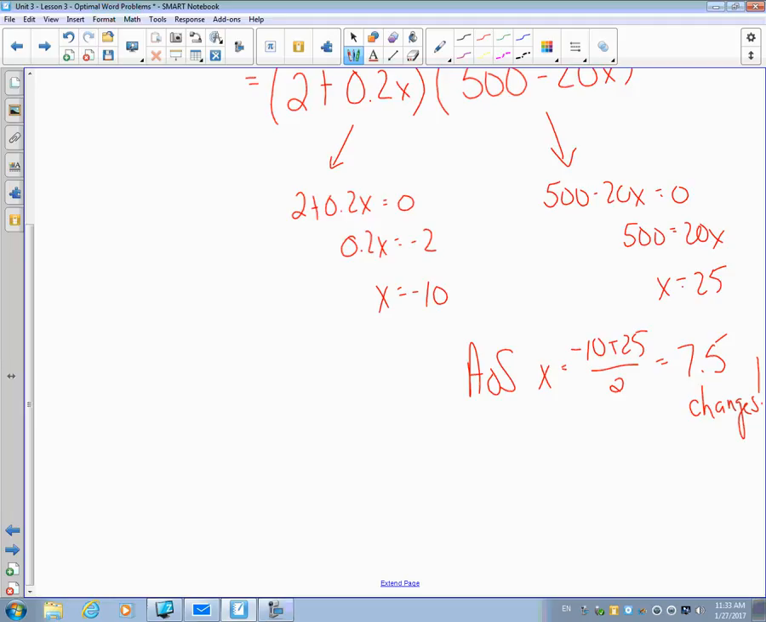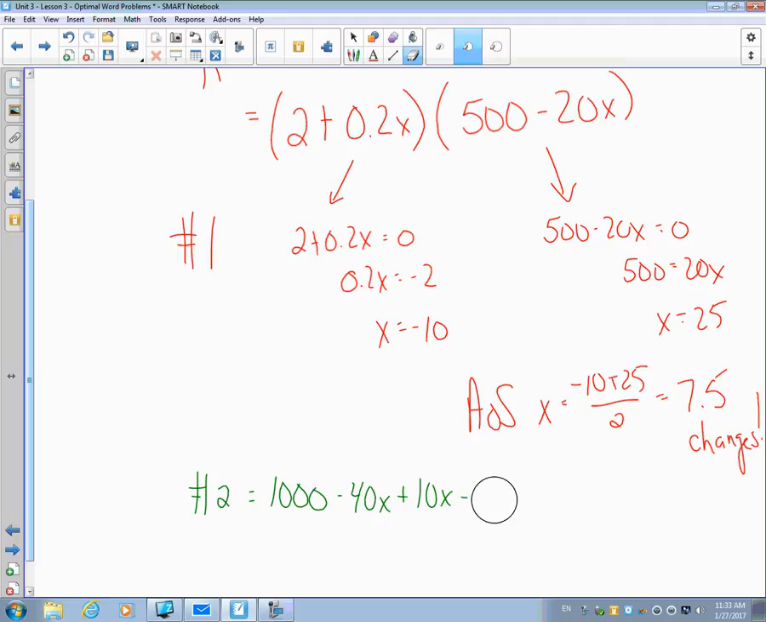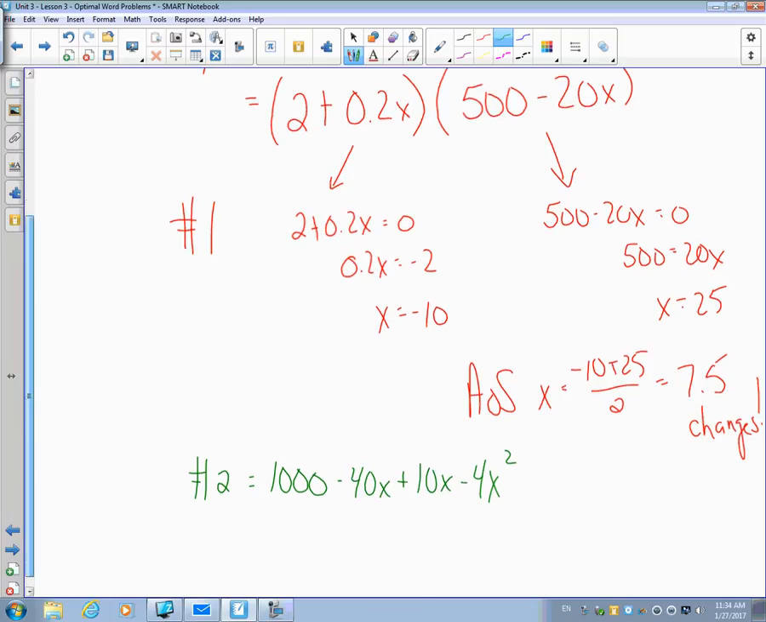I'll go to the price in a second, but I want to do this both ways. So method 2 is that we FOIL. So 2 times 500 is 1,000. 2 times negative 20 is negative 40. 0.2 times 500 is, what's that, 10? And 0.2 times 20 is negative 4 x squared. Okay, put in the right order.